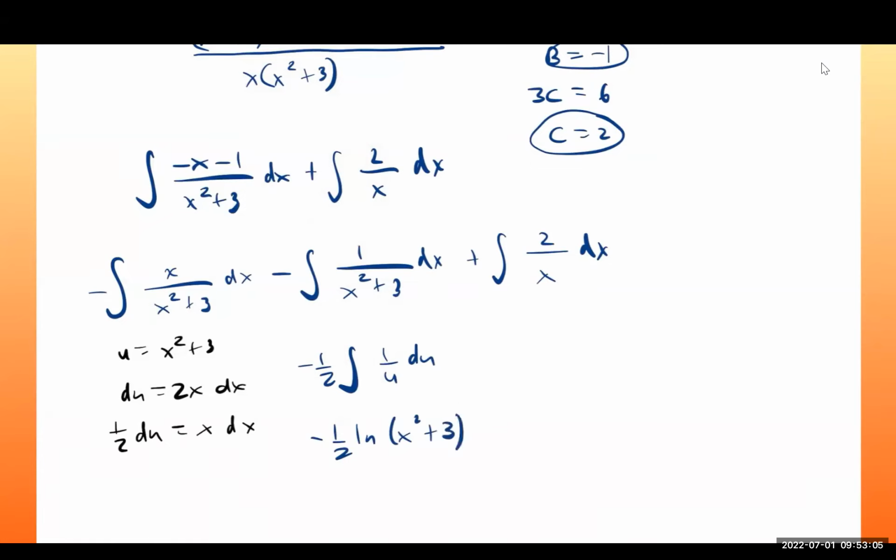But notice that I switched it from absolute value to parentheses because the square makes this a positive number. Plus 3 is just a positive number. So we don't really need the absolute value. We can just change it to parentheses.